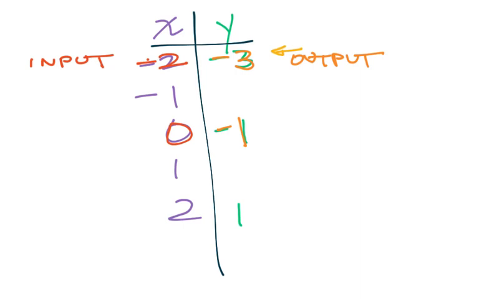Okay, how about this next one? Input 2, output 1. Well, that's probably the easiest one to start with. Because think about it. What's happening to my x each time? In that last example, my x is 2. So what's happening to the 2 to get to 1? Well, wouldn't it be subtracting by 1?